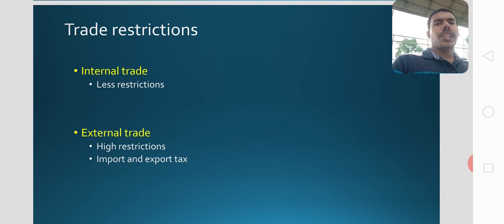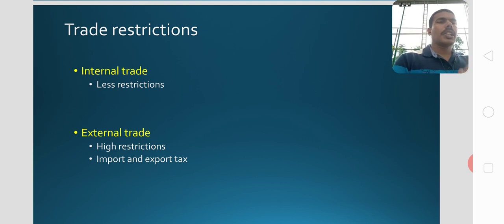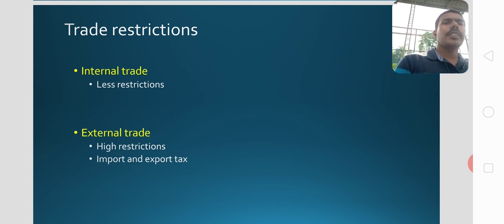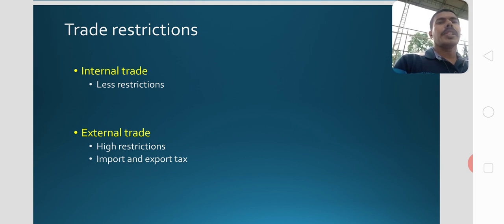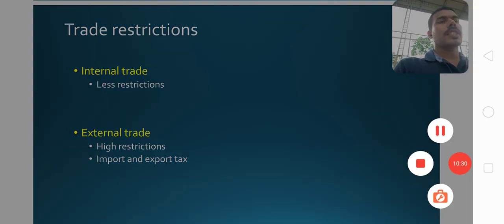But in case of external trade, besides import tax and export tax, there are so many non-tariff barriers. There are so many legal restrictions. There are so many controls. For example, health standard. Health standard means the commodities have to fulfill the health quality requirements. Otherwise, the commodity may not be permitted to be imported. So for external trade, so many restrictions are there, but for internal trade, there will not be much restriction.